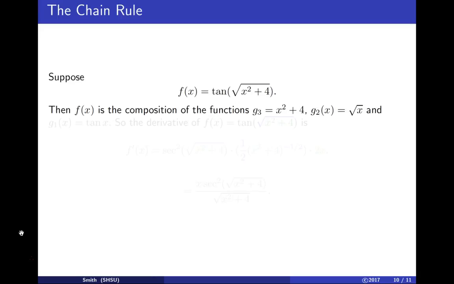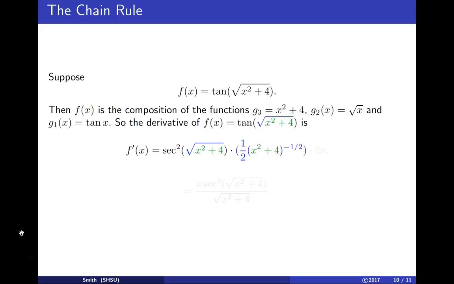So f is the composition of functions: on the far inside is x squared plus 4, moving a little bit outside is a square root function, and on the very outside is a tangent function. So the derivative of the tangent of the square root of x squared plus 4 is the secant squared of that stuff times 1/2 that stuff to the minus 1/2. There's my derivative of the square root function. But wait a minute, were we taking the square root of x? No, we're taking the square root of x squared plus 4, so multiply by 2x. And so my derivative is secant squared of that square root times 1/2 of that thing to the minus 1/2 times 2x.